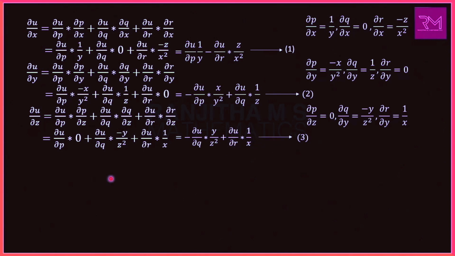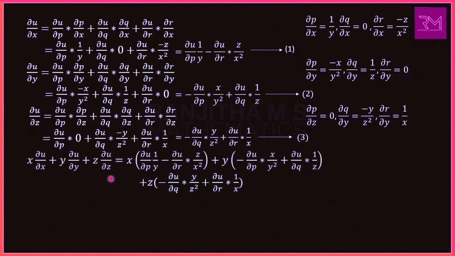In the next step, consider the LHS of the given problem and simplify. We get x into del u by del x plus y into del u by del y plus z into del u by del z. We have to show that this value is equal to 0.